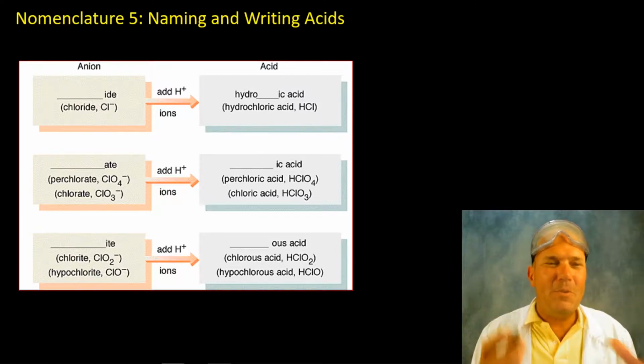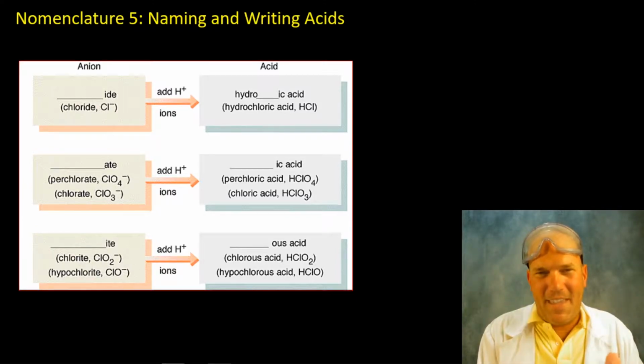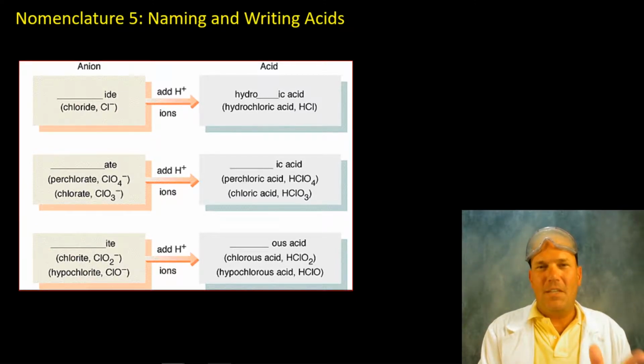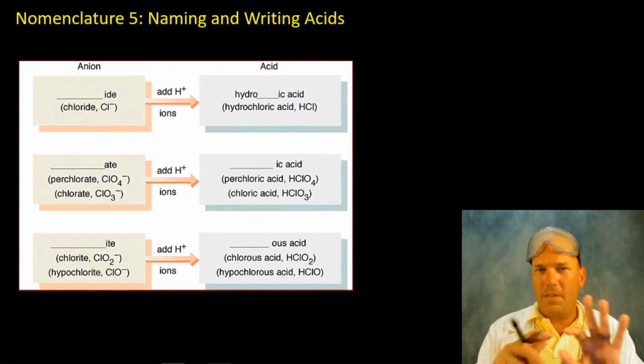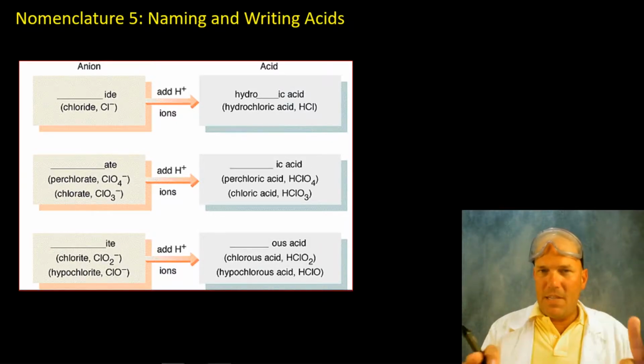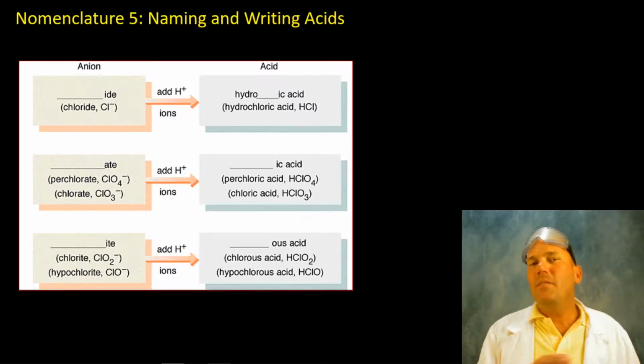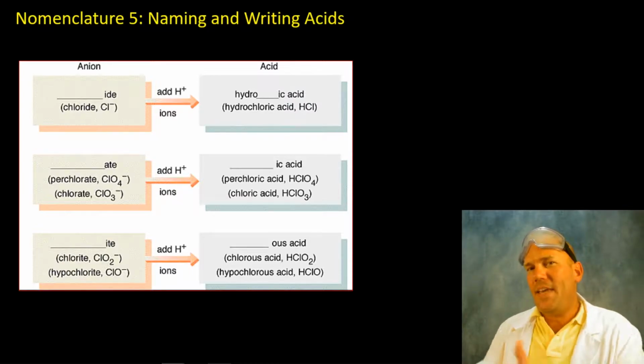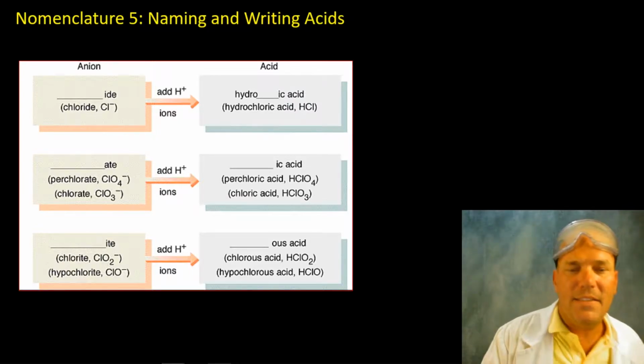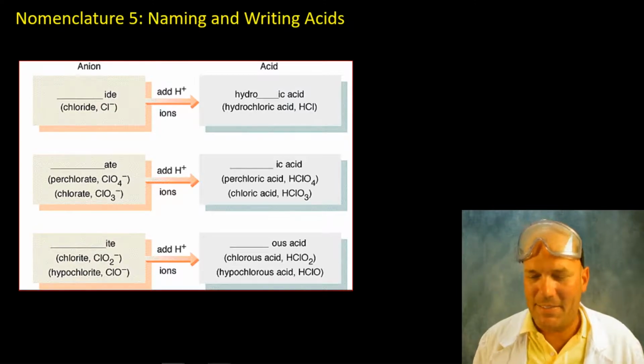Here are the three anion suffixes you need: ide, ate, and ite. If it ends in ide, you will use hydro and then that base, that stem portion, ic acid. If it's ate, it's going to be ic acid. If it's ite, it's going to be aus acid.